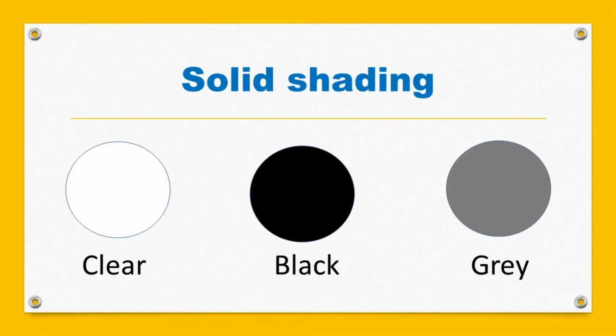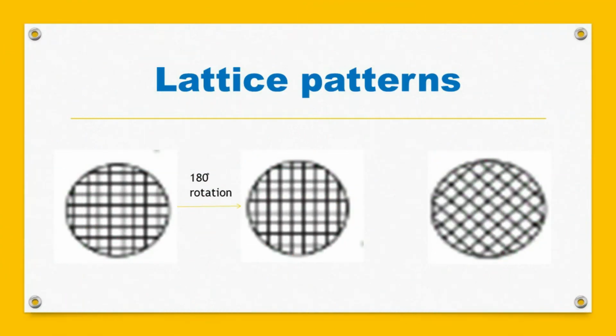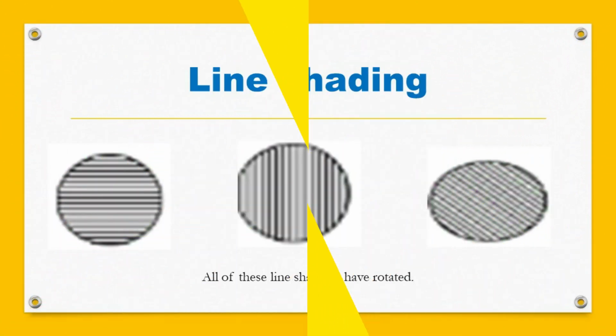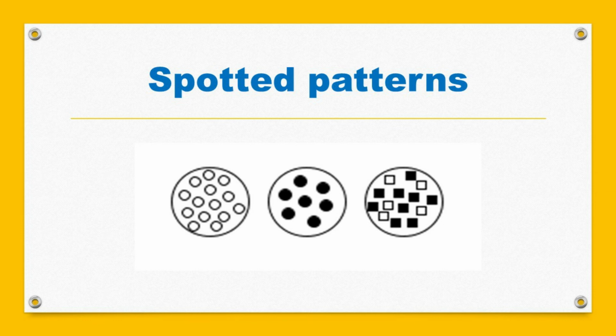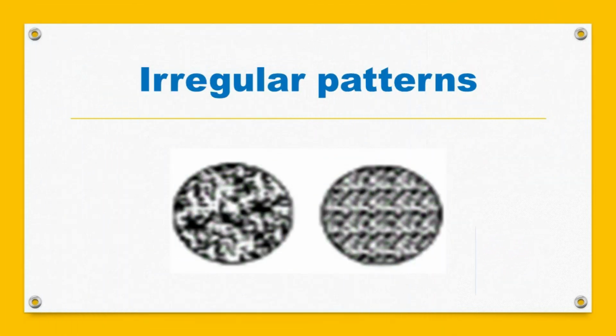Here are some solid shading, clear, black and grey. These are lattice patterns. The first one has been rotated 180 degrees to get the second one. Line shadings. All of these line shadings have rotated. Spotted patterns. They don't have to include spots, but the shapes look like they've been spotted around in a circle. And these are irregular patterns.